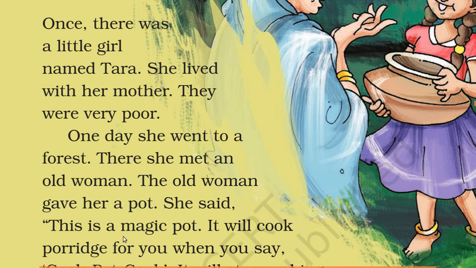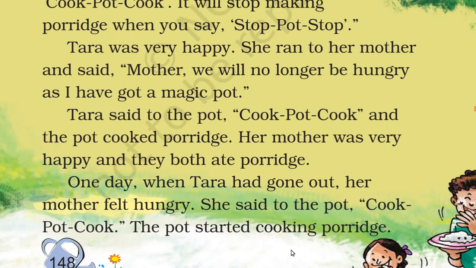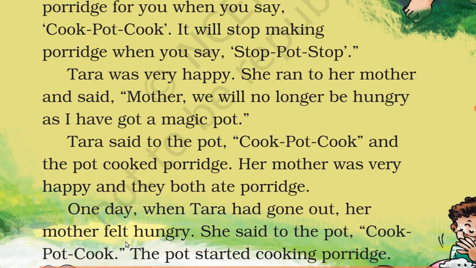This is a magic pot. It will cook porridge for you when you say, "Cook pot, cook." It will stop making porridge when you say, "Stop pot." Stop.